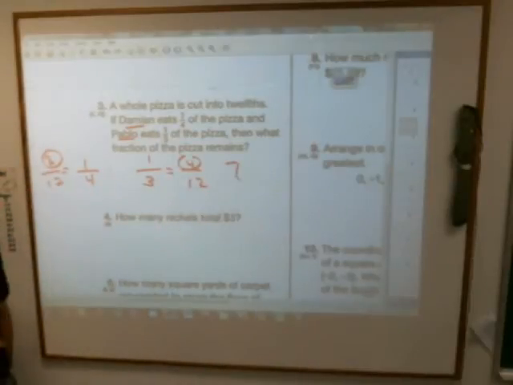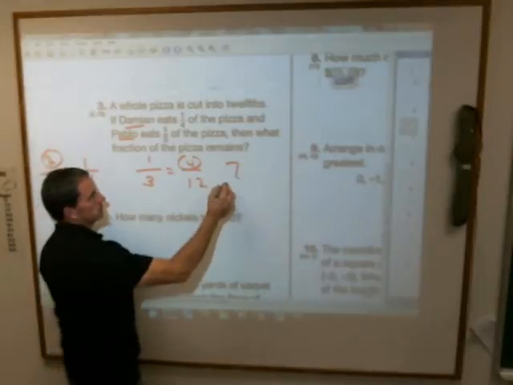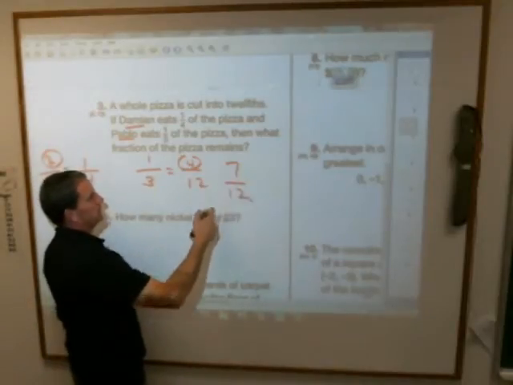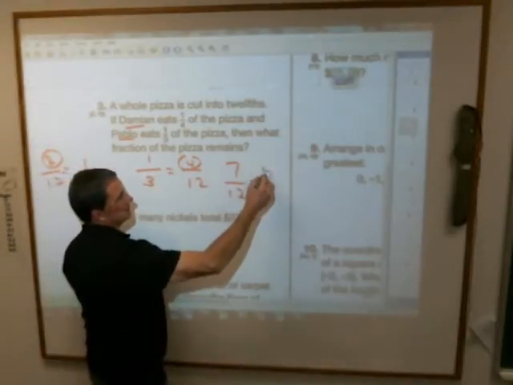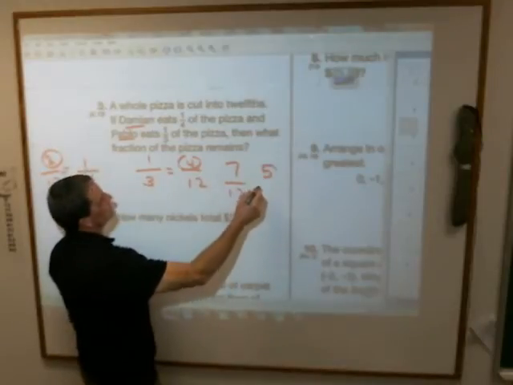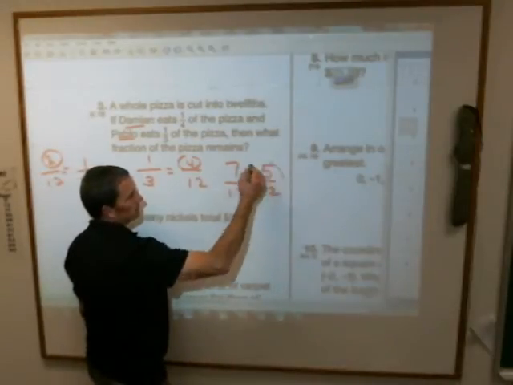So how many would remain? Now what number added to 7 gives you 12? 5 pieces left, which is 5 12ths.